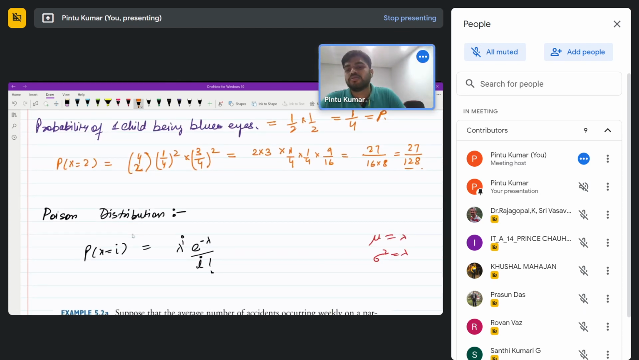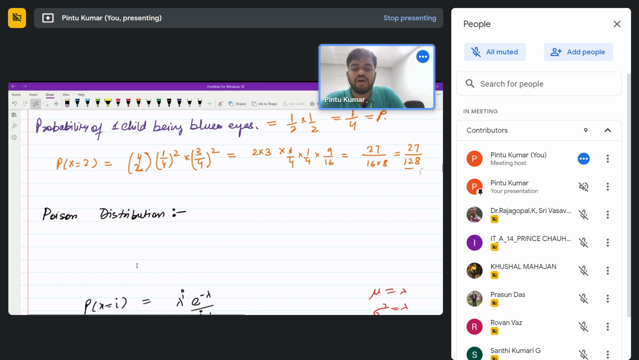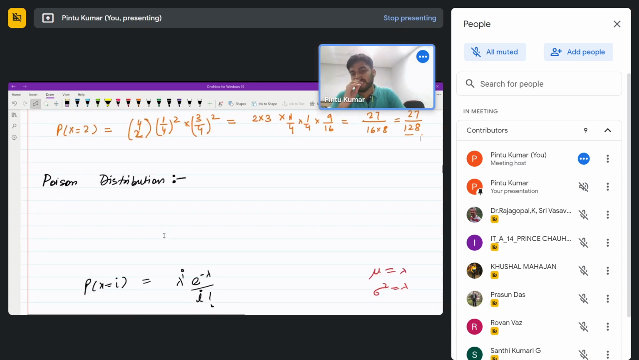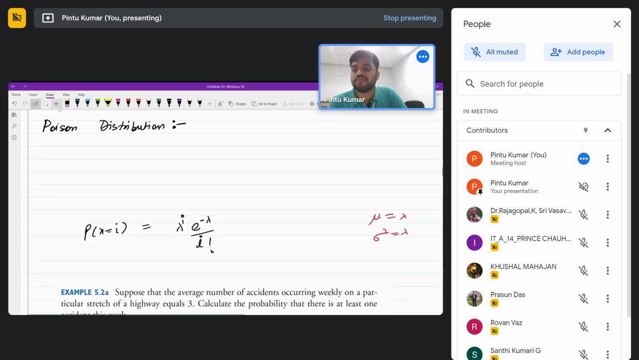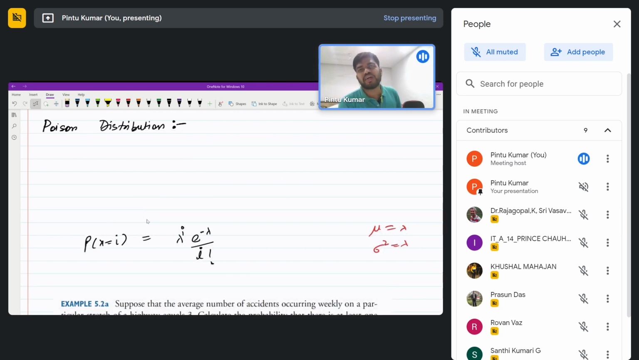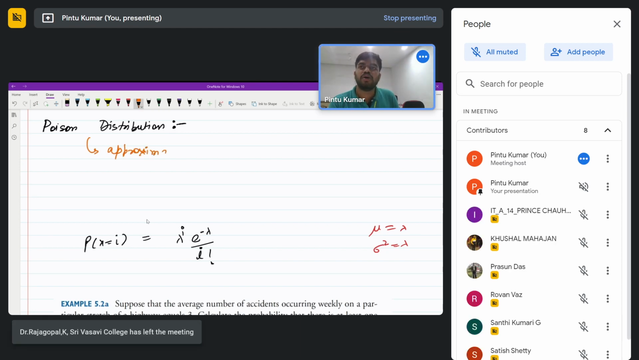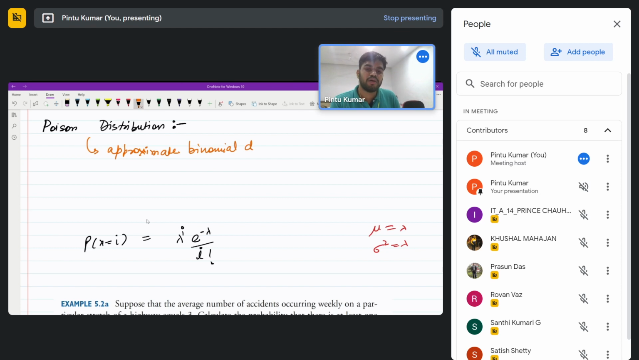Okay. I'll try to motivate why Poisson distributions are important. What actually is the role of the Poisson distribution? First thing is that these are used to approximate the binomial distribution, and that too happens in very special cases.